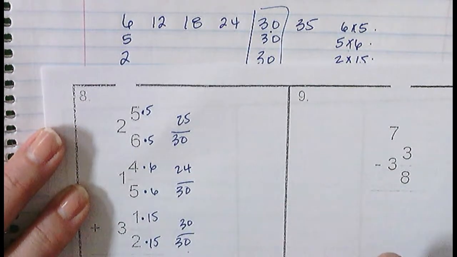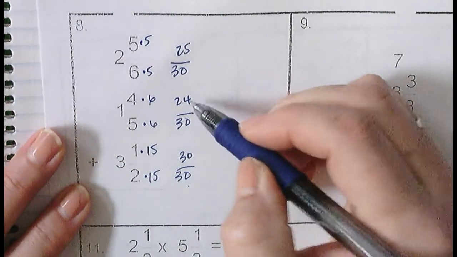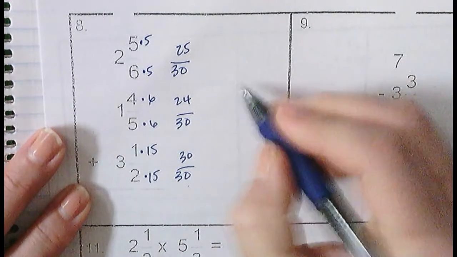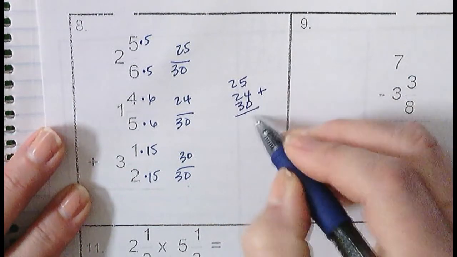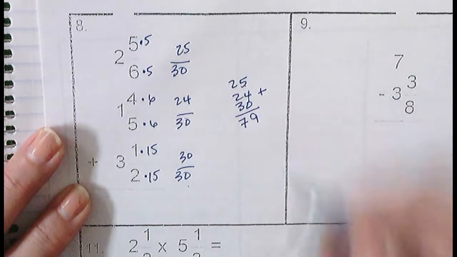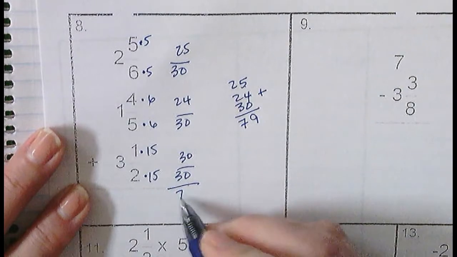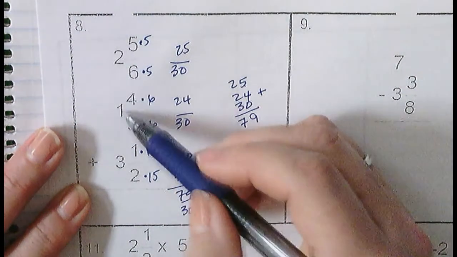So I need to add all those numbers up, and I'm going to scoot that back up because I'm done with that other page. So 25 plus 24 plus 30. Well, 25, 24, and 30. That's going to be 9. 2 plus 2 is 4. 4 plus 3 is 7. So I have 79 over 30, and my whole number is 2, 3, 4, 5, 6.